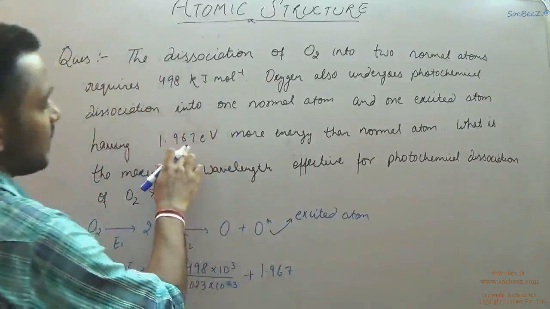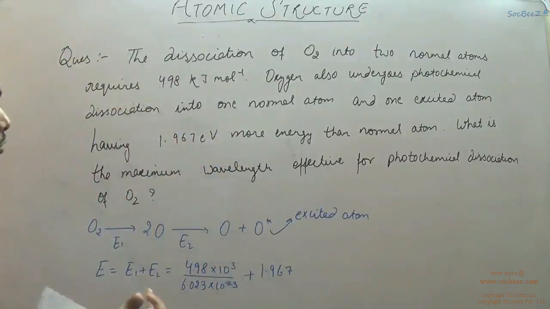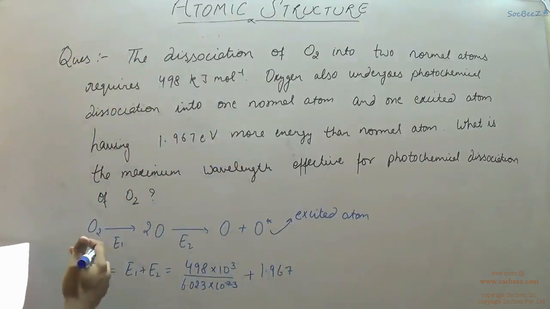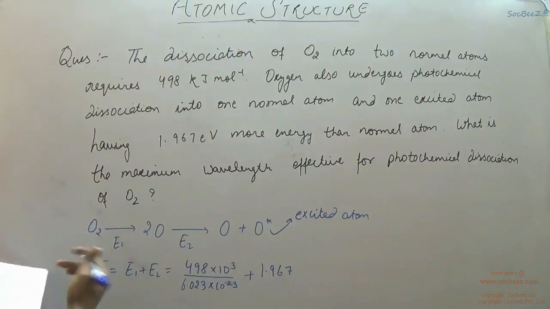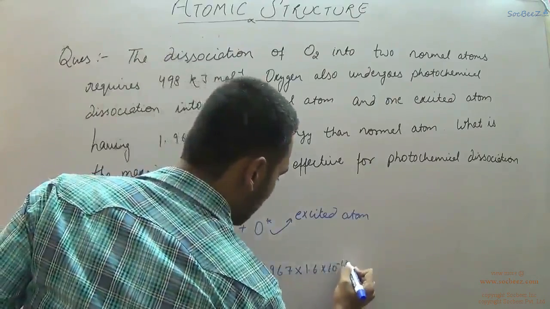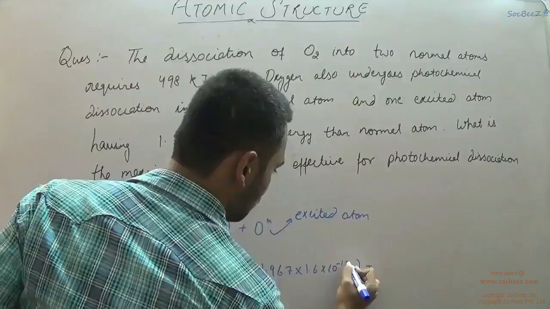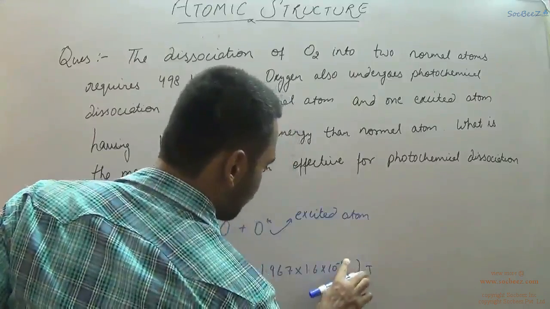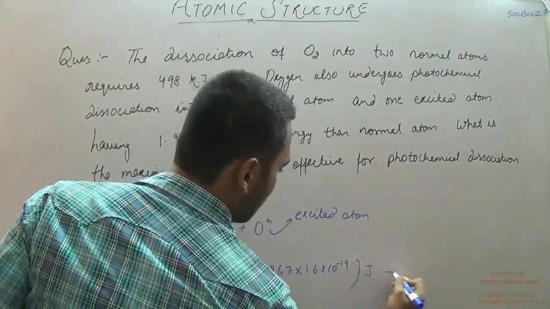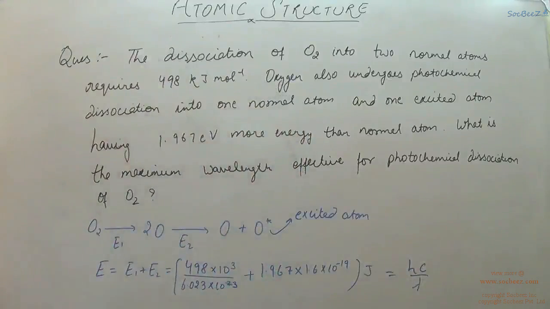Since it is given in electron volt, we need to convert it into joule. In order to convert electron volt to joule, we need to multiply it by 1.6 into 10 raised to the power minus 19. This is in joule. And this is nothing but hc upon lambda.